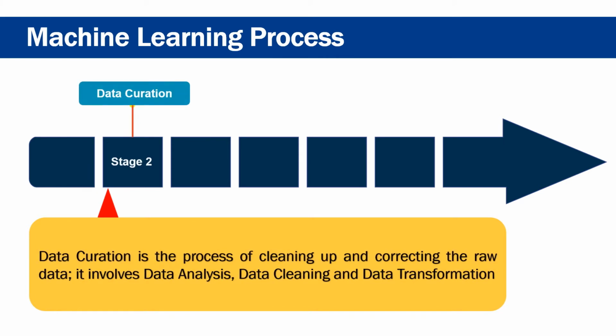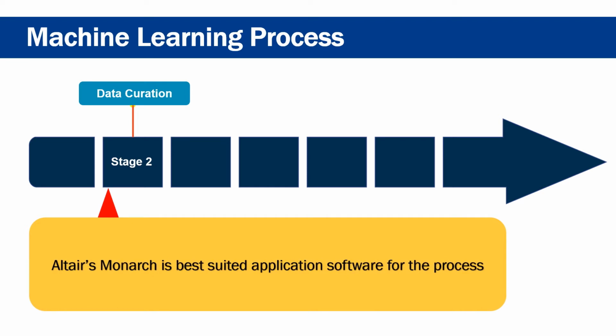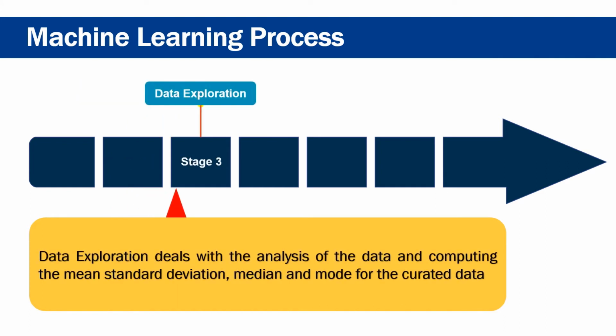Data curation follows data acquisition, which involves cleaning up and correcting the raw data which was obtained in the earlier stage. This stage involves data analysis, data cleaning, and data transformation. Altair's Monarch software is one such software that is best suited for the data curation process. Data exploration is the third stage of the machine learning process. In this stage, the clean data is further explored to check for the variance within it with the help of data analysis techniques.